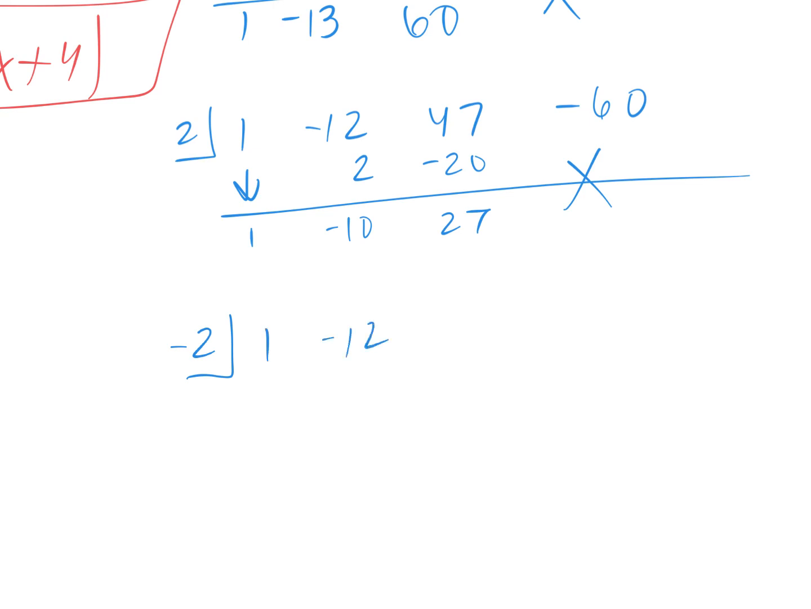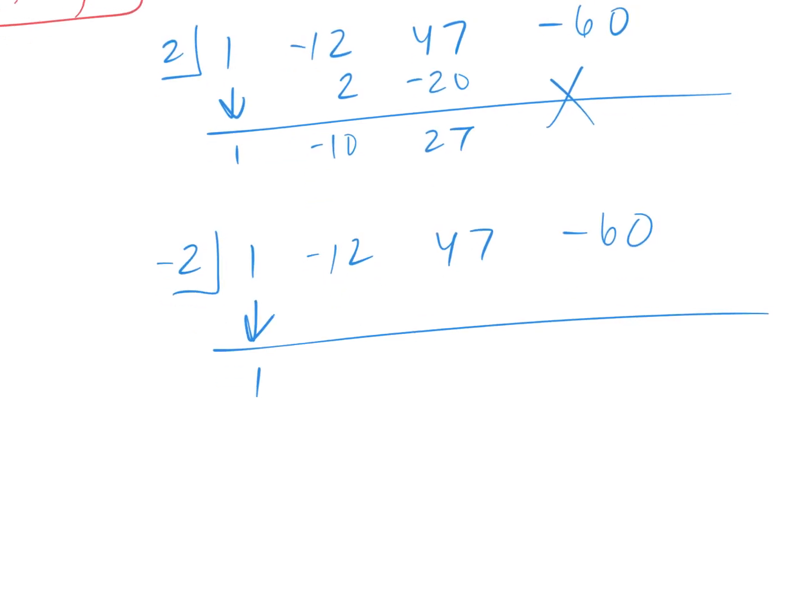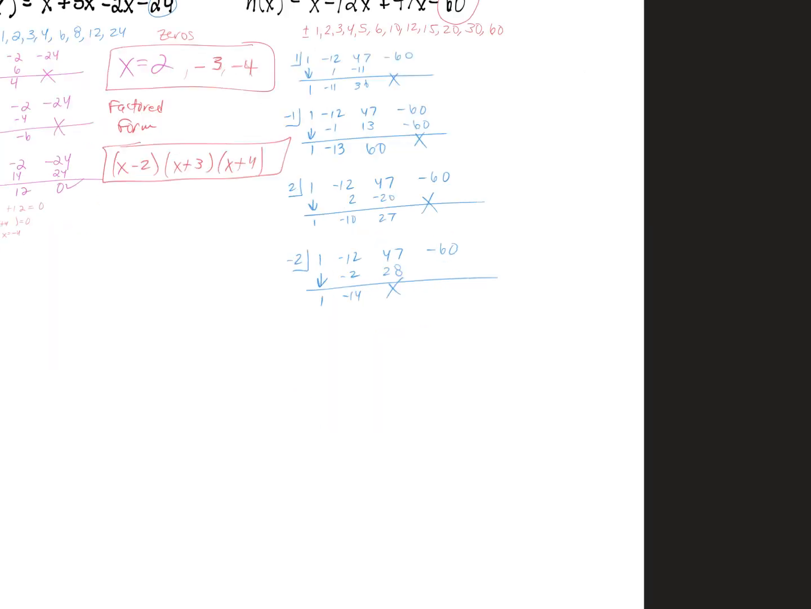1, -12, 47, -60. Guys, I promise I will not give you a problem like this with all of these factors and none of them work. I promise. So 1 times -2 is -2. -12 and -2 is -14. -14 and -2 is 28. Is this going to give us -60? No? Okay. Let's see if I broke my promise.